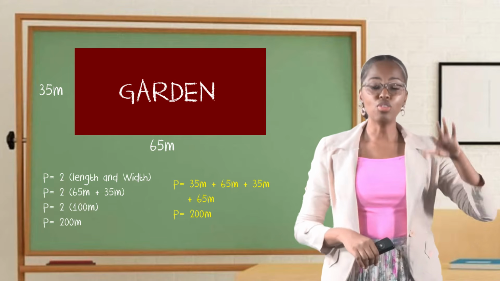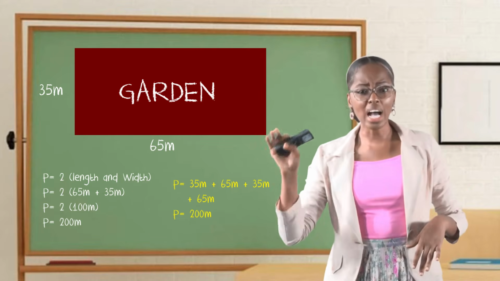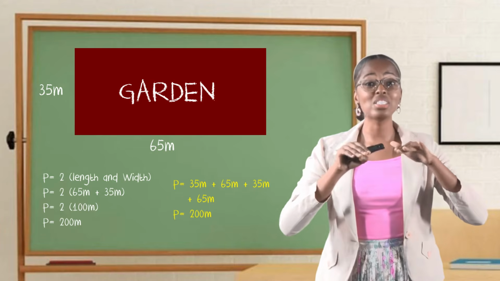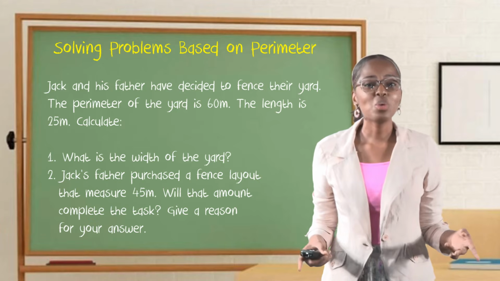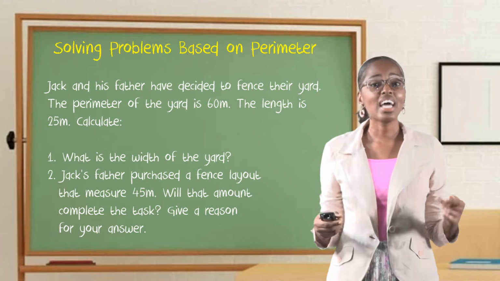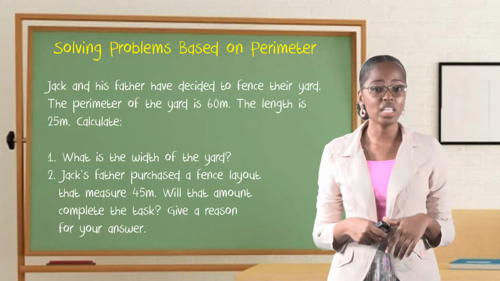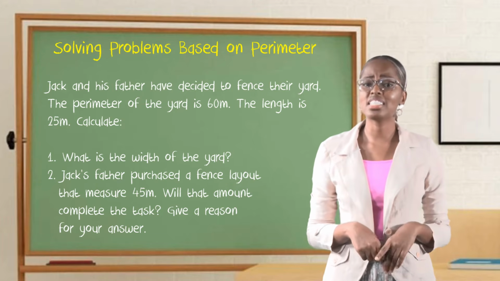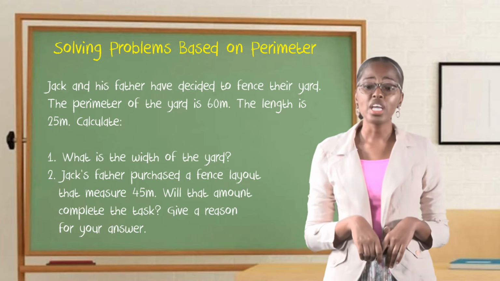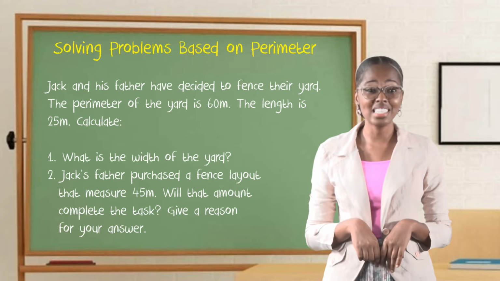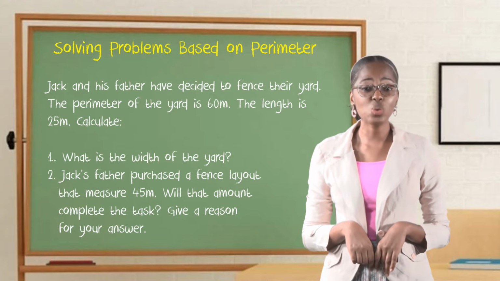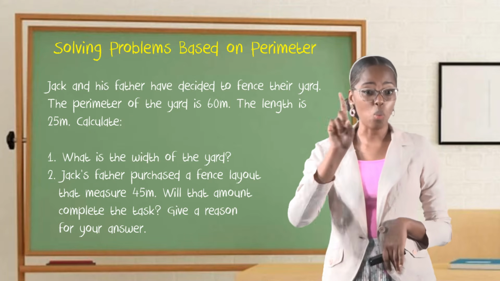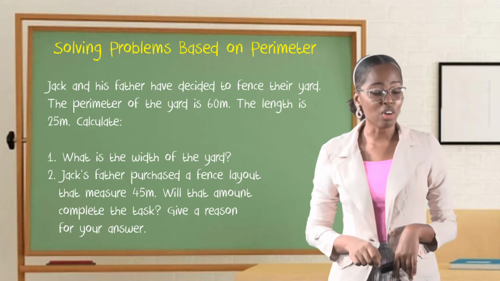So whether you work with the formula method or you add all the sides, you're supposed to get the same answer. Let's do another example to better understand how to solve problems based on perimeter. For example, Jack and his father have decided to fence their yard. The perimeter of the yard is 60 meters and the length is 25 meters. Calculate 1. What is the width of the yard?